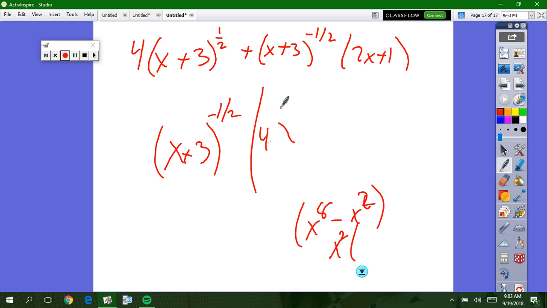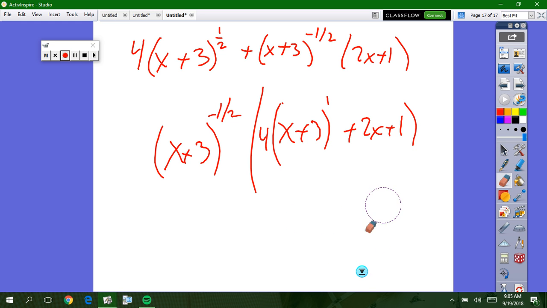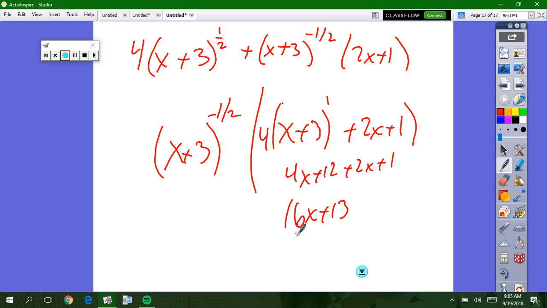So I still have that 4 there. X plus 3 to the first. Notice that guy got factored out, didn't he? What's left over on this side? The 2x plus 1, right? Then we simplify. That's 4x plus 12 plus 2x plus 1, which is 6x plus 13.